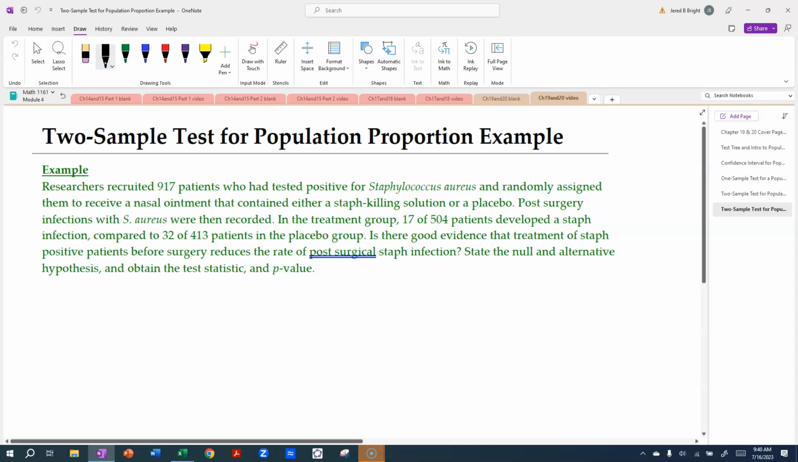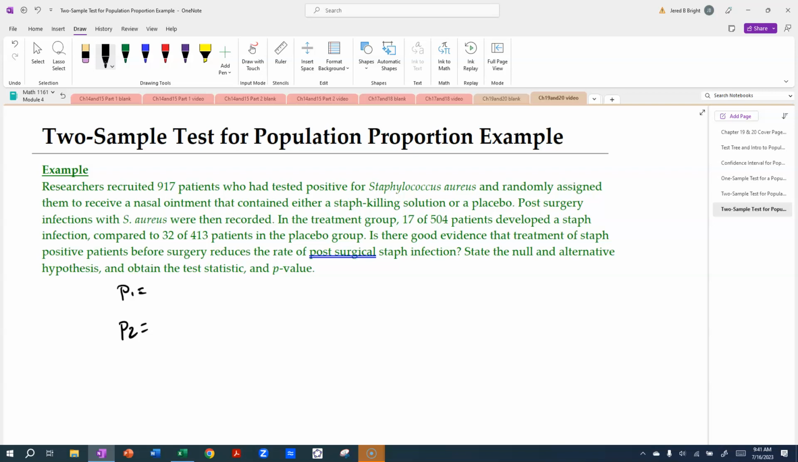As promised, here's our example that uses a two-sample test for population proportions. If you need to pause the video and read the context, you're welcome to, but I'm going to dive right in, and we need to define what P1 and P2 are. What are our populations of interest?